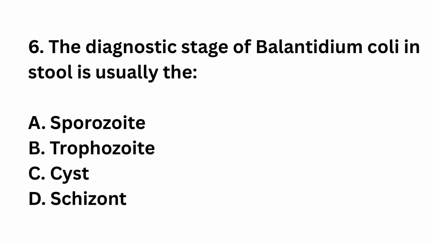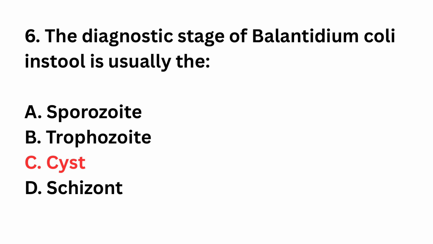Question number 6. The diagnostic stage of Balantidium coli in stool is usually the sporozoite, trophozoite, cyst, schizont. The right answer is option C, cyst. Cysts are the infective and diagnostic stage. They survive outside the host in moist environments.